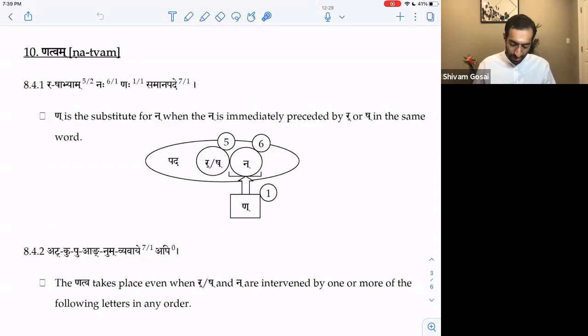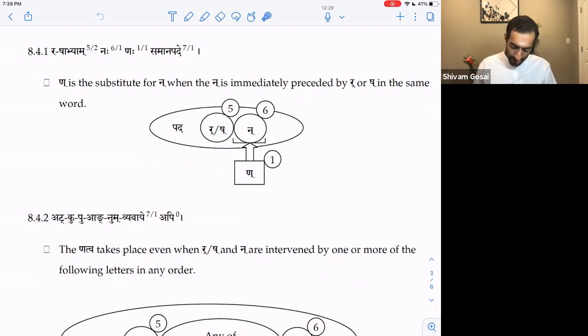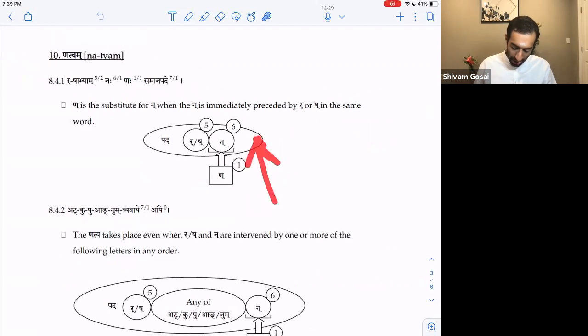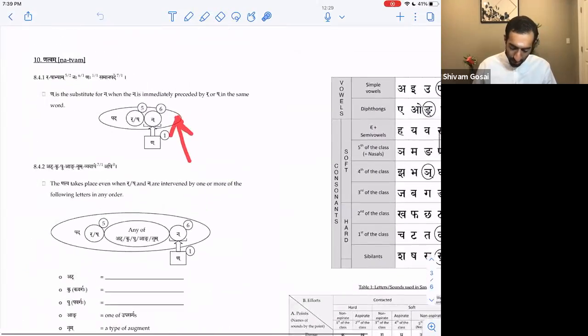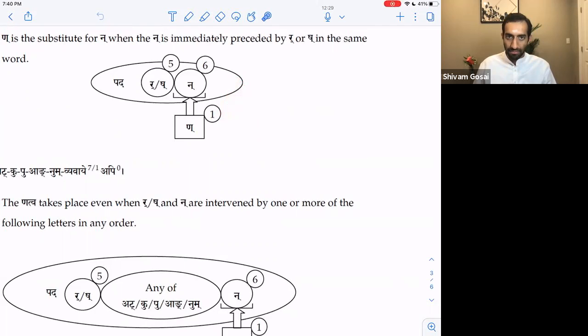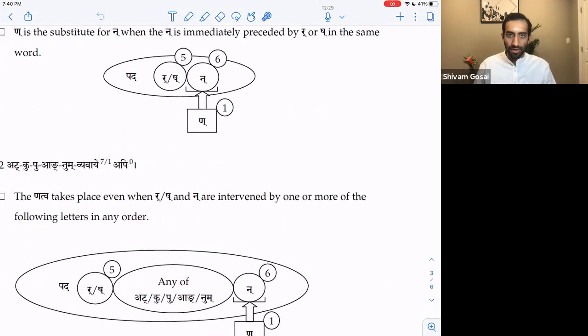Here, what the sutra says is that na is the substitute for na when this nakara is immediately preceded by ra or sha in the same pada. Notice I'm saying ra or sha, but it's really just rakara, repa, or shakara without the a afterwards, in the same word. This doesn't happen when the na is at the end of the word; that's something different. It has to be in the word, with something following it. We'll see some examples in a moment.